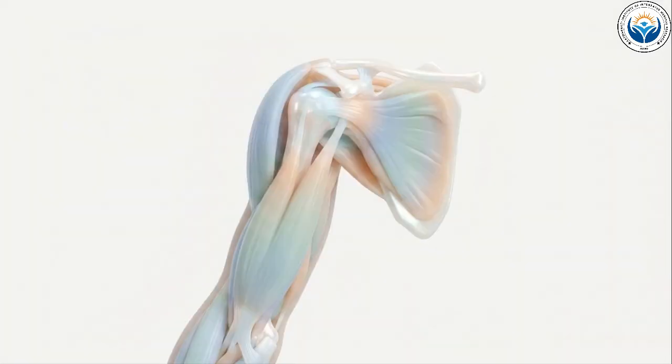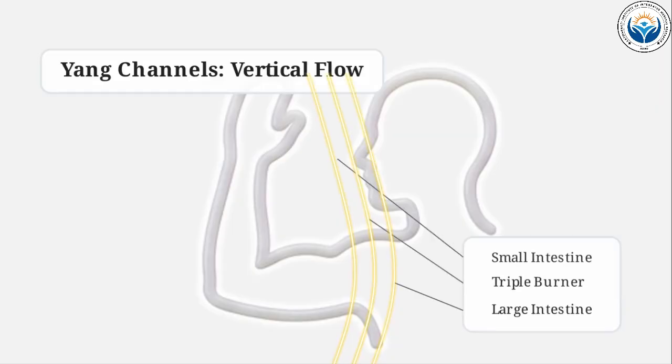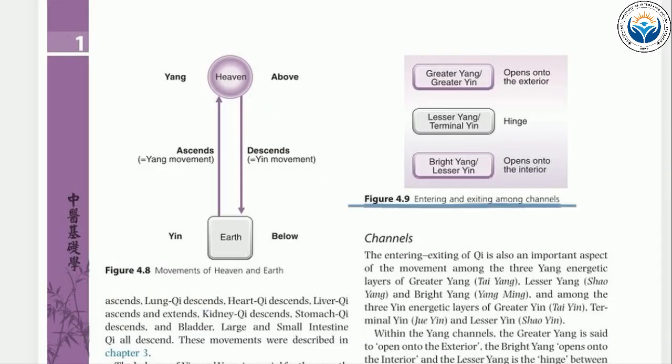We can observe this dual-axis model in the upper extremities, specifically within the architecture of the shoulder joint. The primary vertical movement tracks the yang channels, the small intestine, triple burner, and large intestine, flowing continuously upwards from the fingertips to the face. This chart shows that beneath this vertical flow, an essential horizontal exchange occurs across distinct energetic layers.